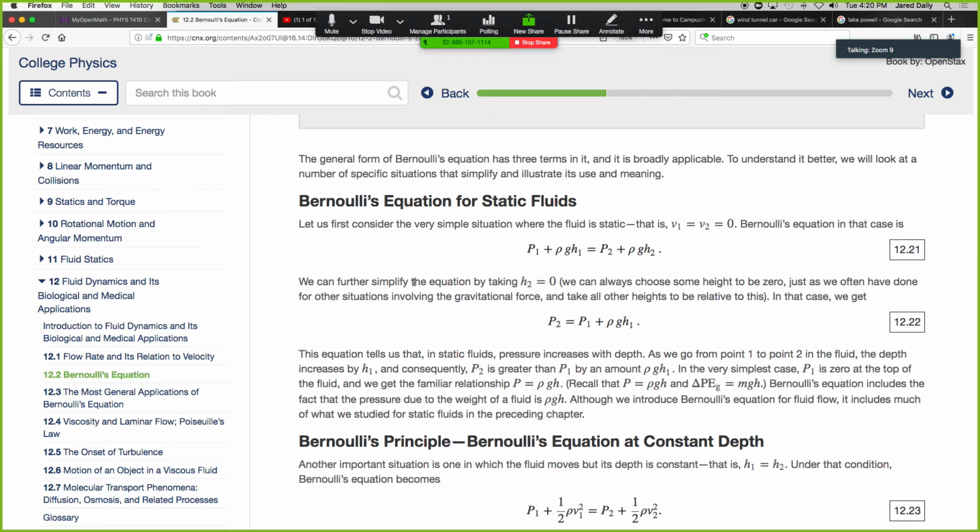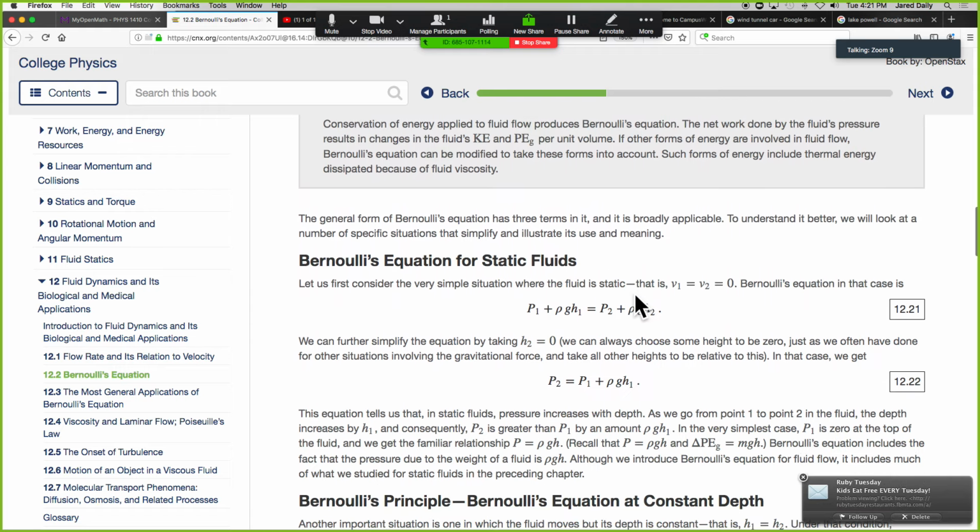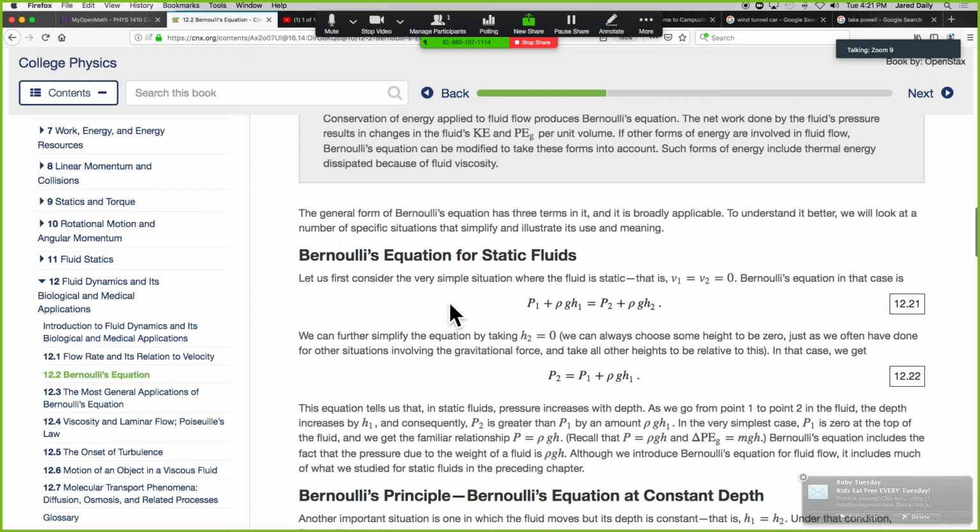What happens if the fluid isn't moving at all, though? Bernoulli's equation has velocity in it. The velocity of the fluid right there, right? Velocity of the fluid in one part, velocity of the fluid in the second part. But what happens if the fluid isn't moving? What happens to Bernoulli's equation? Bernoulli's equation becomes essentially a pressure and a potential energy. So you have pressures and potential energy.